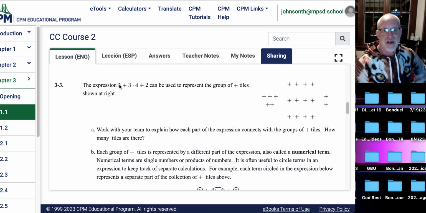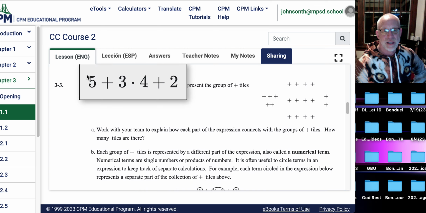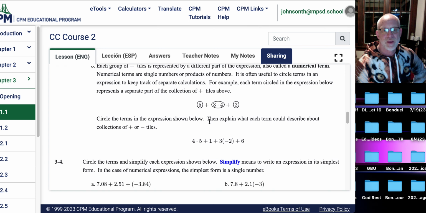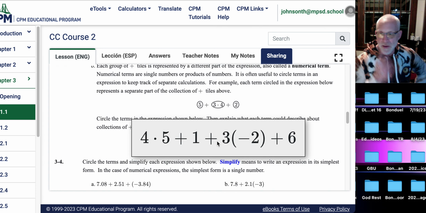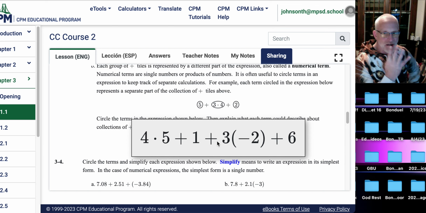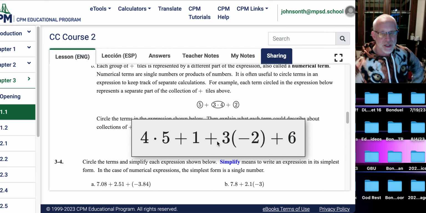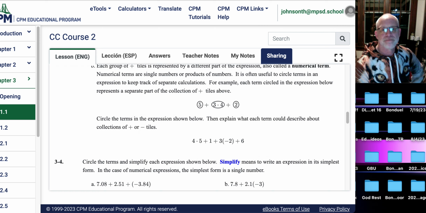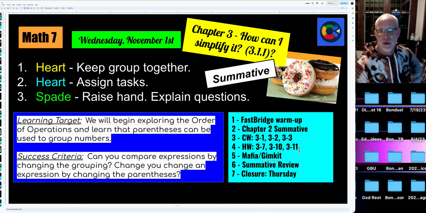So you see the 5 there. That's one part. And then 3 times 4 is the second part. And adding the 2 is the third part. What about this one? How many numerical terms are there? If I told you there are 4 numerical terms, could you find the 4 numerical terms? We'll work on that together in groups, and then we'll come back to our homework.